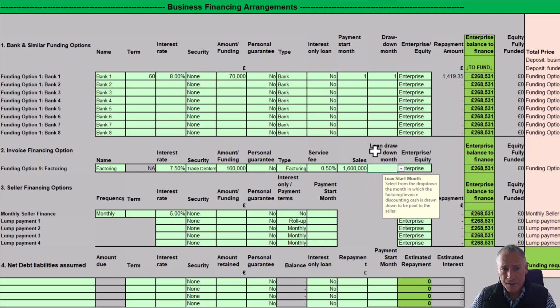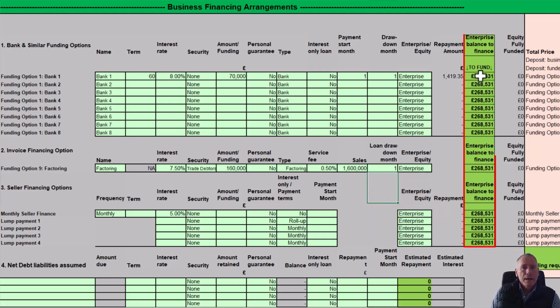And I'm also going to say that the drawdown month is month 1. So now we can see that our amount to finance has dropped to £268,000. So this will be down to a discussion and negotiation with the seller, if you want to have a situation whereby you don't want to put any of your own funds.